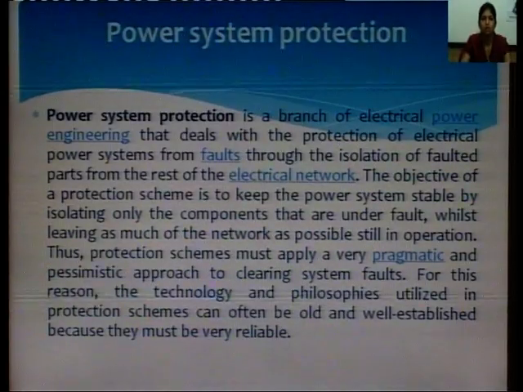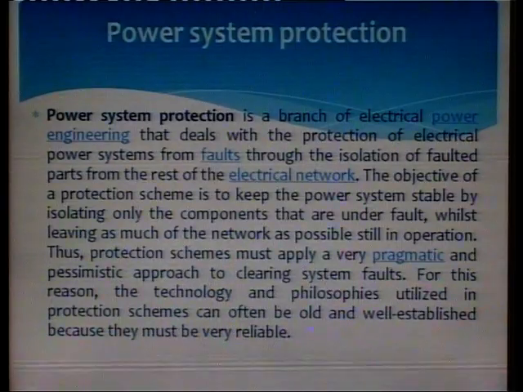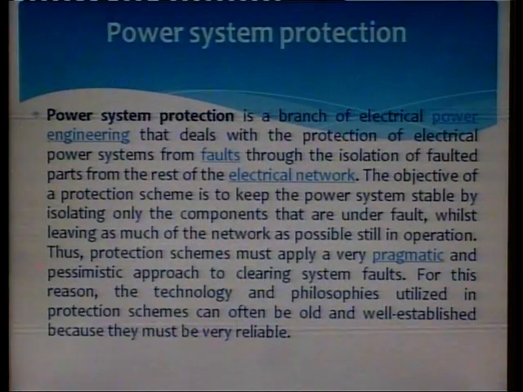So let us first discuss what is the power system protection. Power system protection is a branch of electrical power engineering that deals with the protection of electrical power systems from faults through the isolation of the faulted part from the rest of the electrical network. Power system protection is necessary to isolate the faulted part from the healthy part.